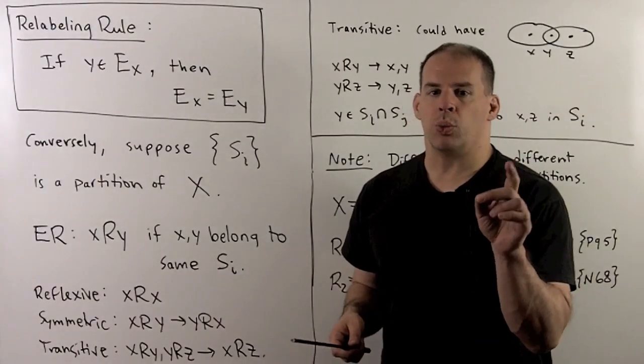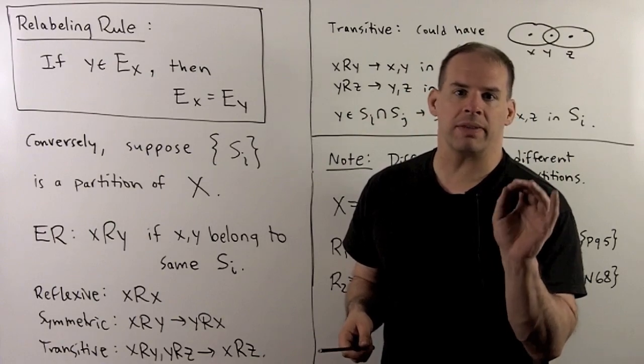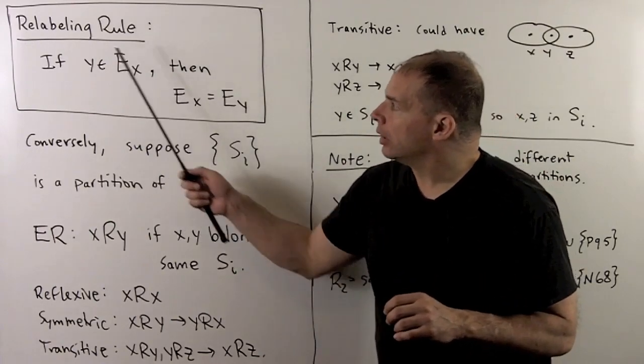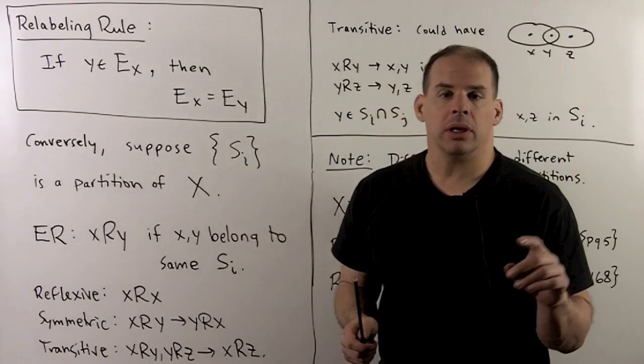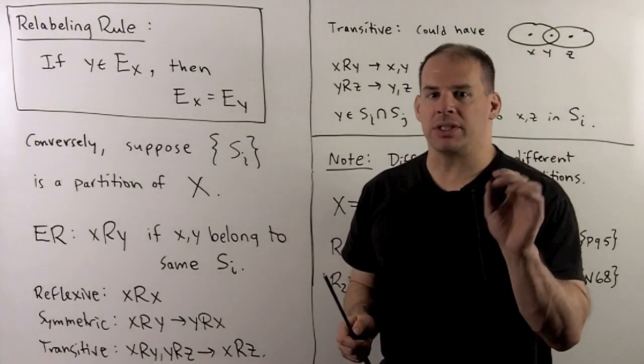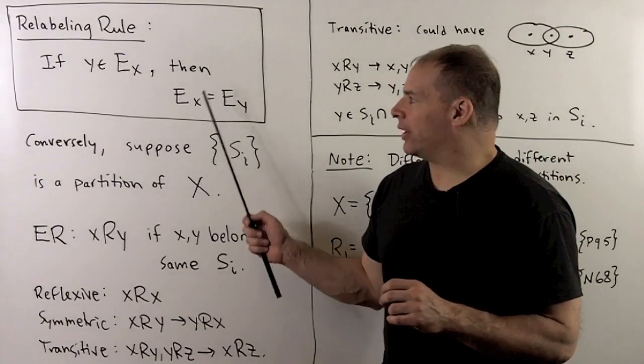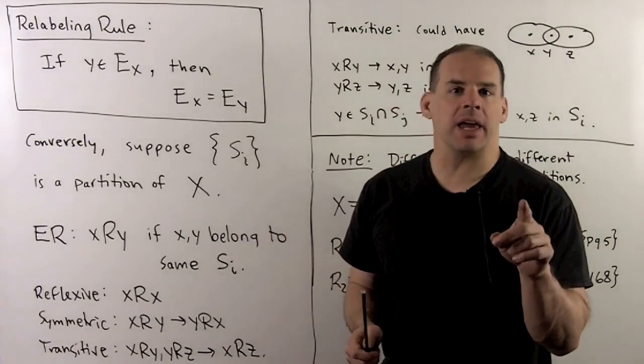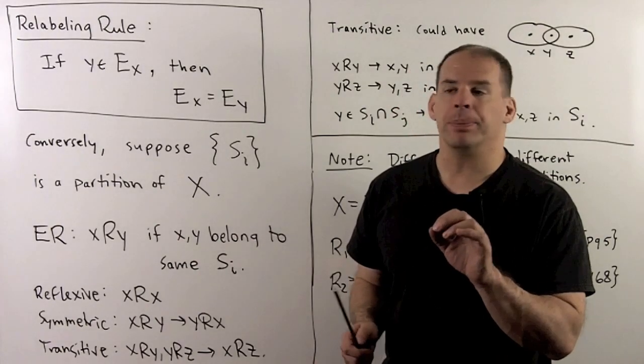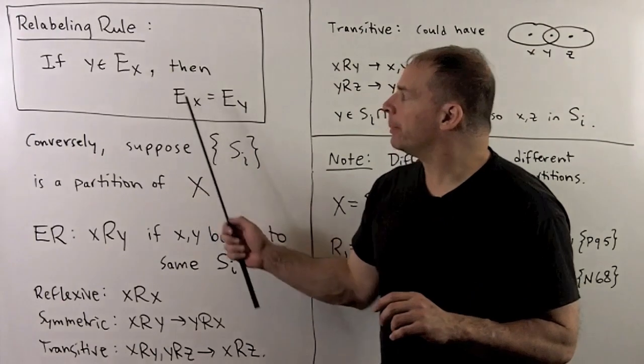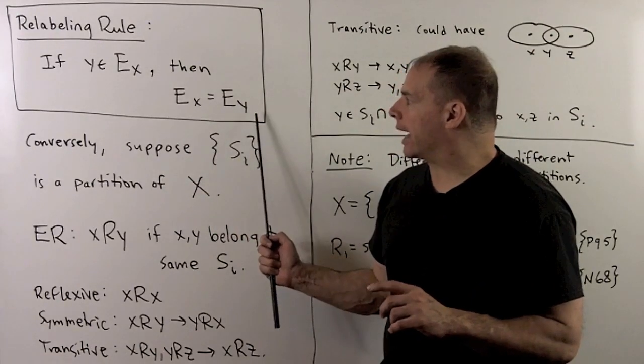Now, there's one very useful consequence of that last proof. We have the relabeling rule. So if y is in the equivalence class for x, then the equivalence class for x is the same as the equivalence class for y. So if y shows up in here, I can just relabel this with the y.